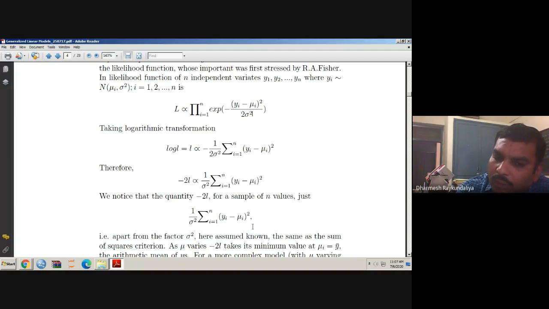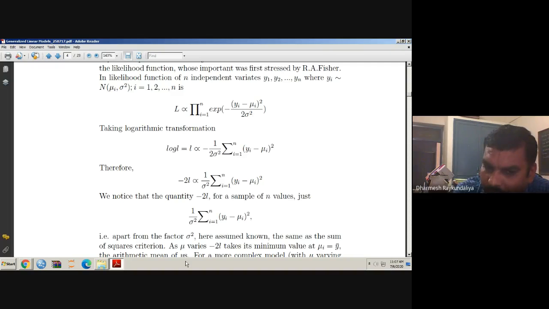So now what is our basic idea in likelihood? We wish to maximize the likelihood function so that we can have the best value of mu i, and that is called mu i cap. So here it is the sum of squares criterion. What we do is take the log likelihood, take the derivative and equate it to 0, and then find the second derivative, which should be less than 0. Then we say that mu i cap is the maximizing value of mu i.